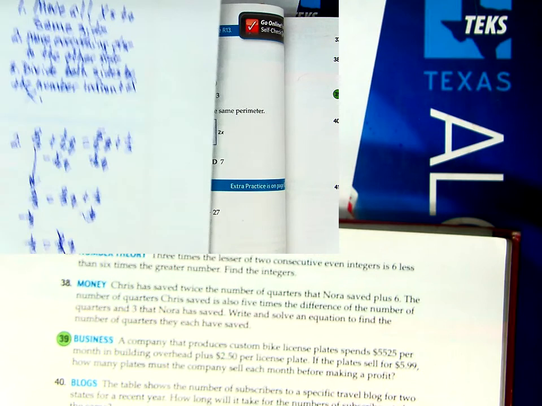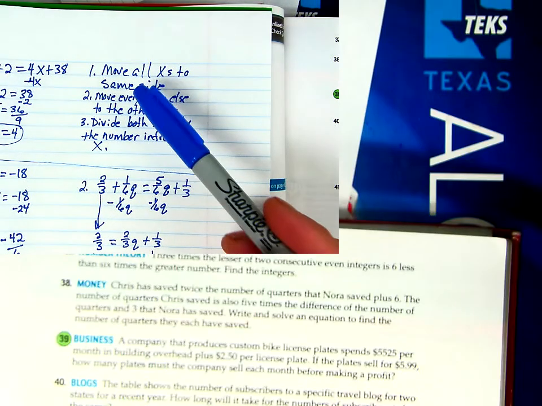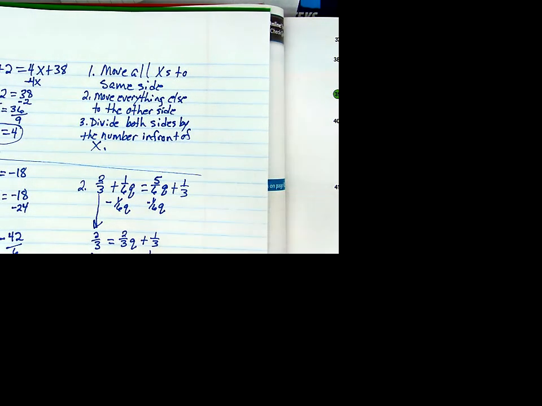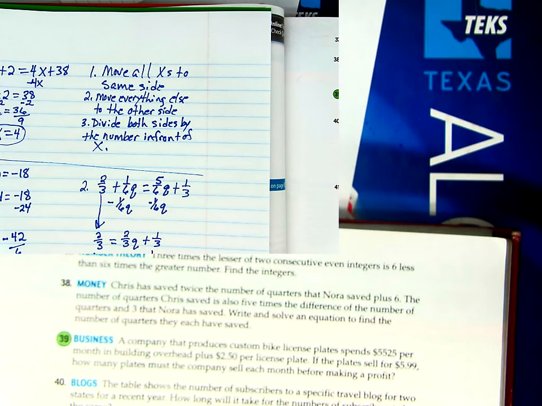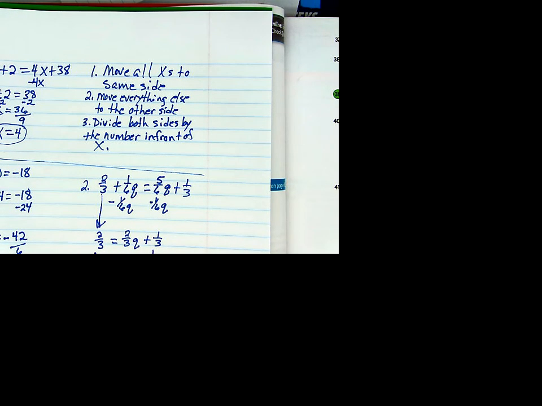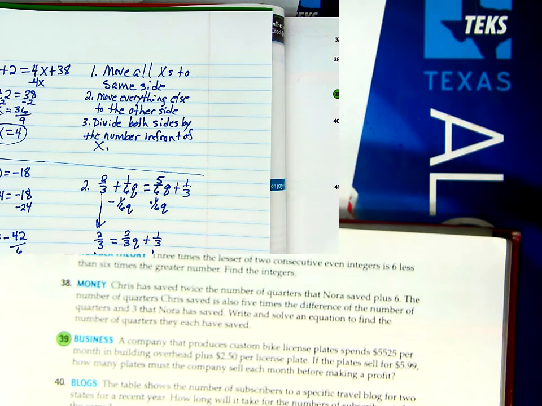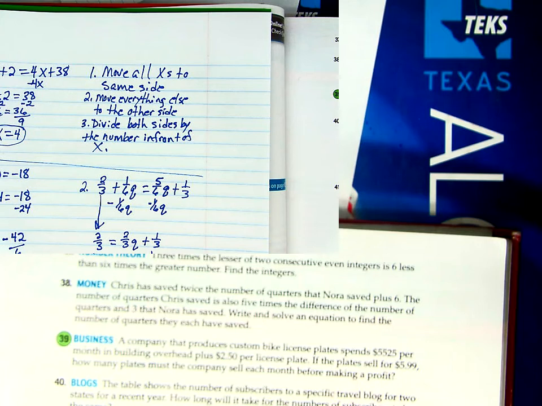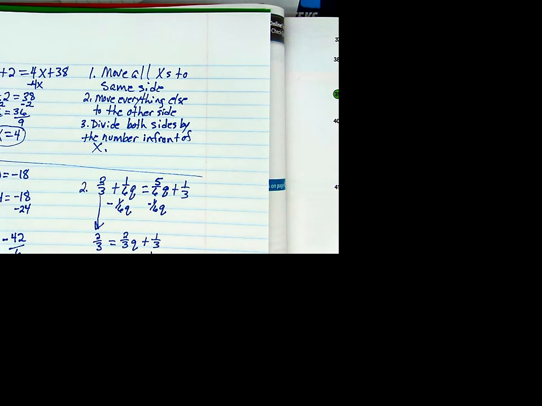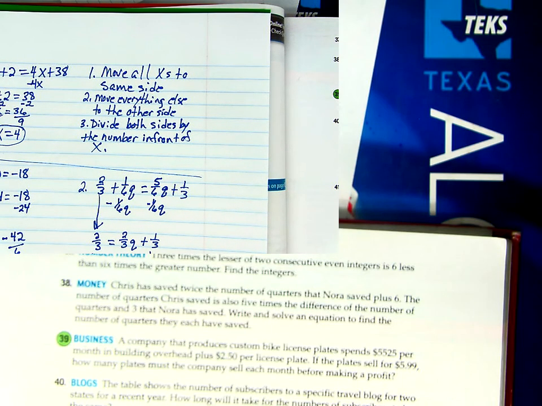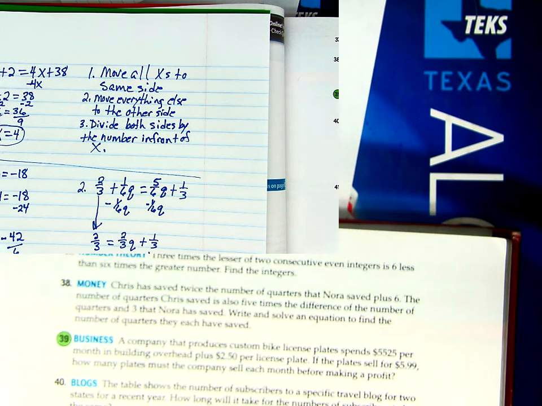On each one of these, you heard me say these steps all the way from the beginning on each and every one. If you can get these planted in right here, man, this is going to be so much easier for you. Move all the x's to the same side. Move everything else to the other side. Divide both sides by the number in front of x.